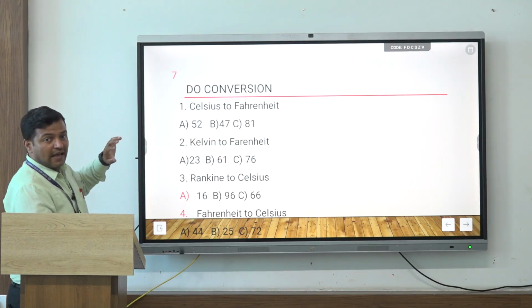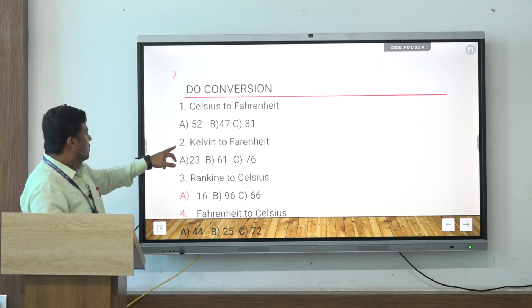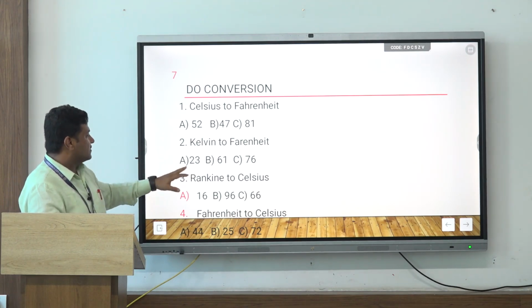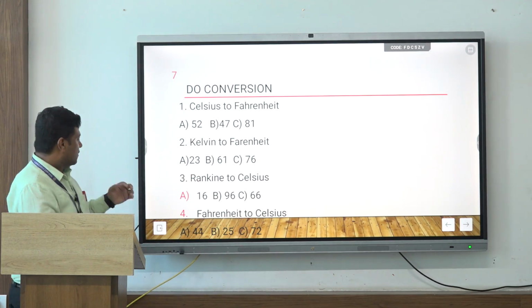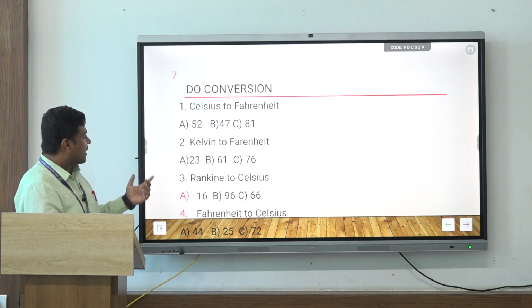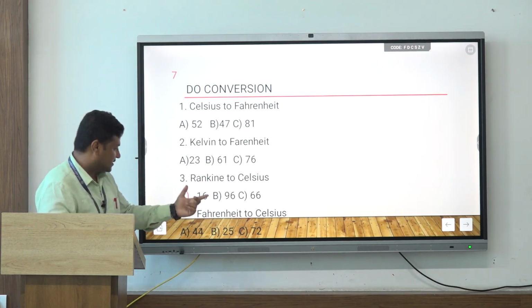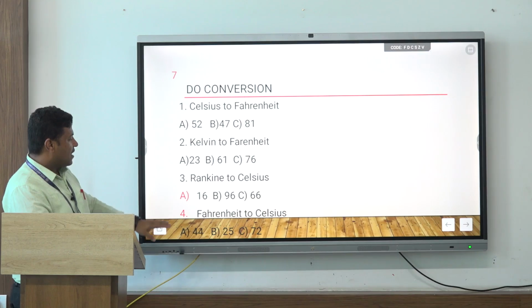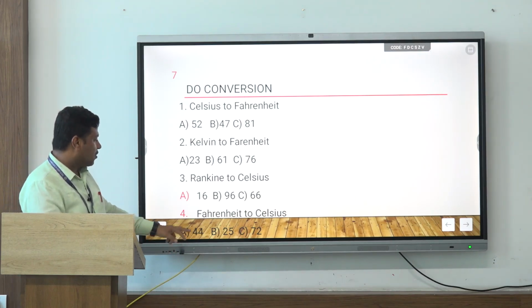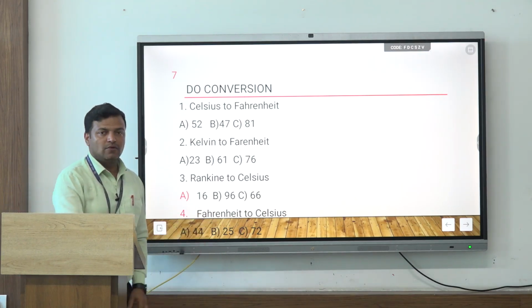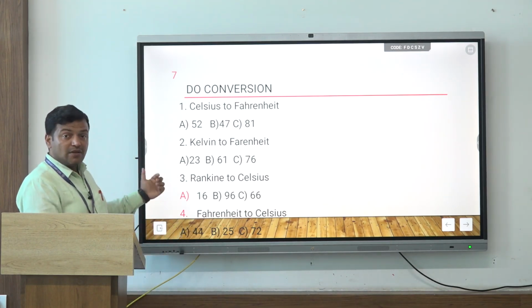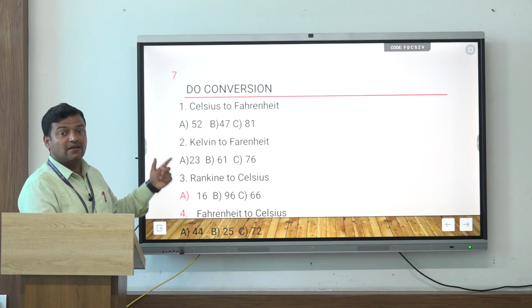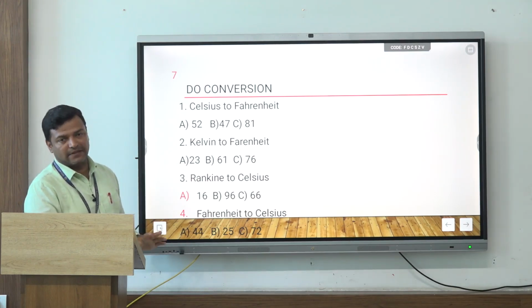These are the units. Second one, Kelvin to Fahrenheit: 23, 61, 76. Third question, Rankine to Celsius: 16, 96, 66. And last one, Fahrenheit to Celsius: 44, 25, 72. These are the examples you can solve at home by using the previous slide's formulas. These are the temperature conversion examples.